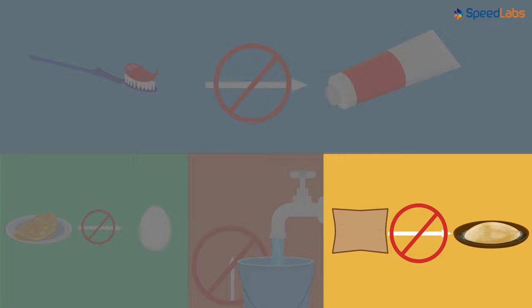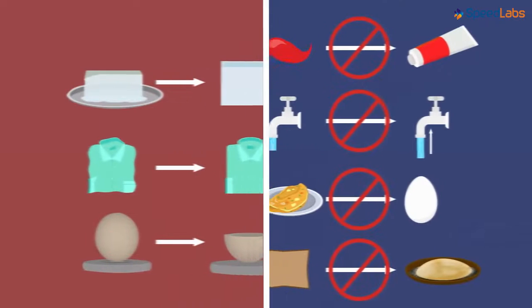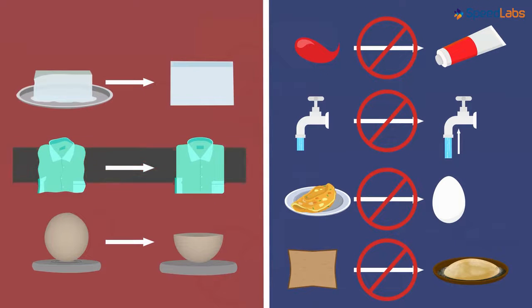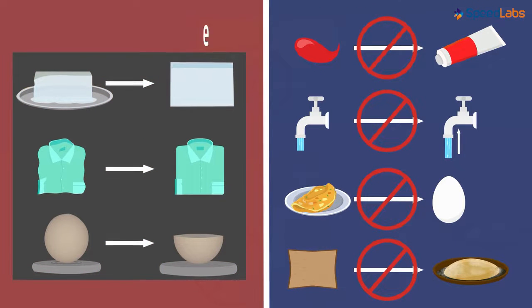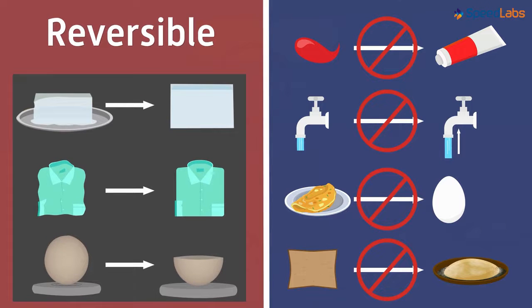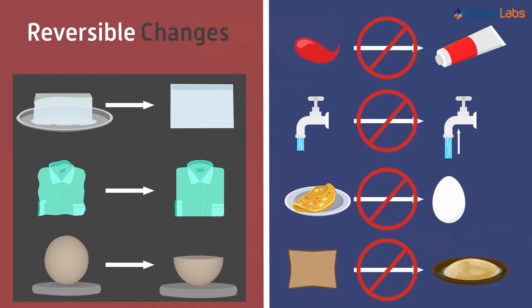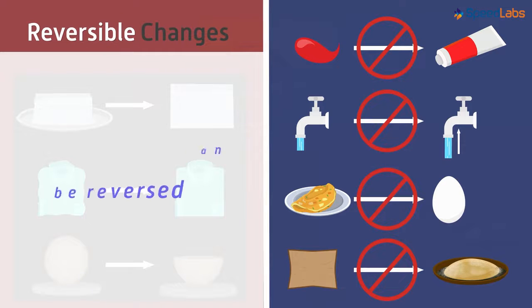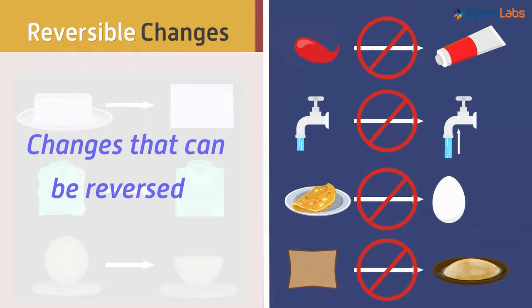Can you tell me what the difference between these two sets of examples is? In the first set of examples, all the changes were reversible. That means you can get the objects back in the same form as they were before the change occurred. So this type of change is called a reversible change. In simple terms, changes that can be reversed are reversible changes. There are many such examples of reversible changes that we see in our daily lives.